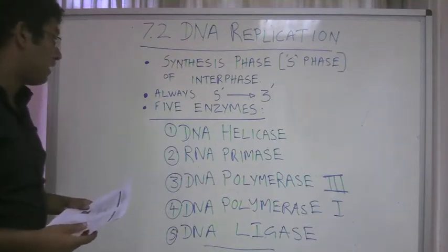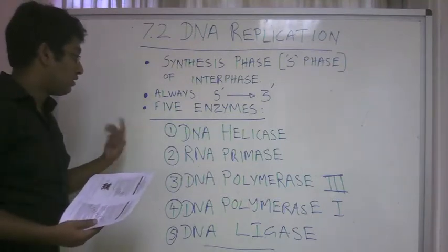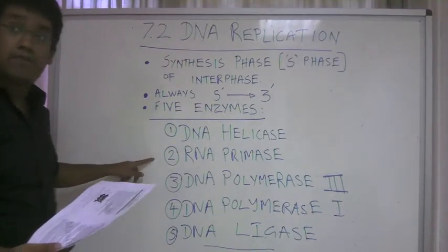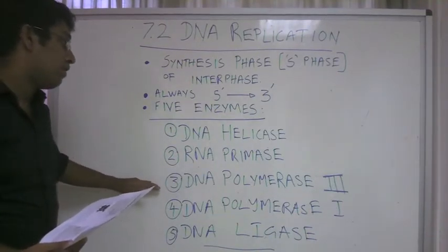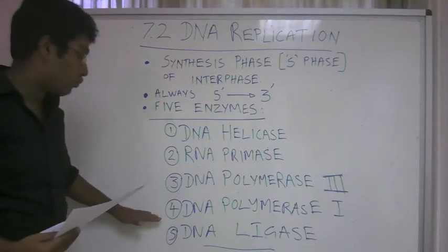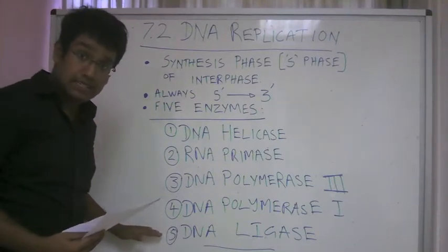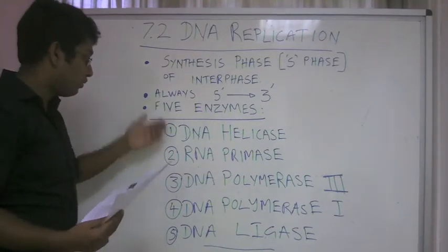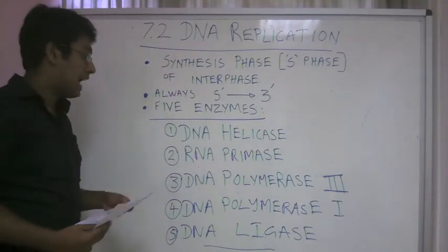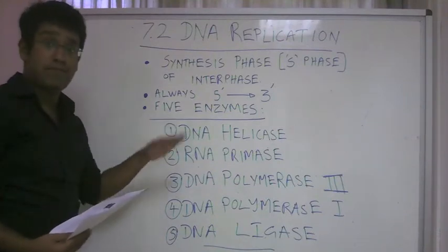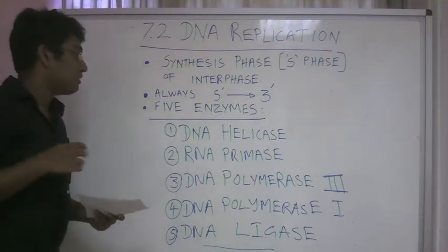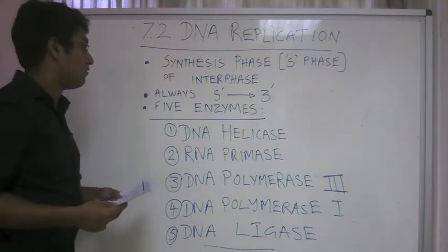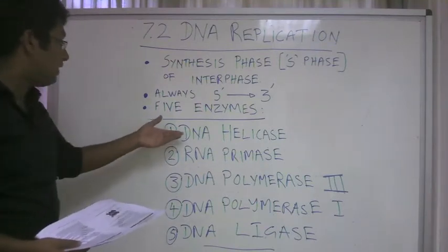The 5 enzymes that you need to explain to the student are DNA helicase, RNA primase, DNA polymerase 3, DNA polymerase 1, and DNA ligase. So all the students will be required to know the names of these 5 enzymes and be able to discuss their separate functions.